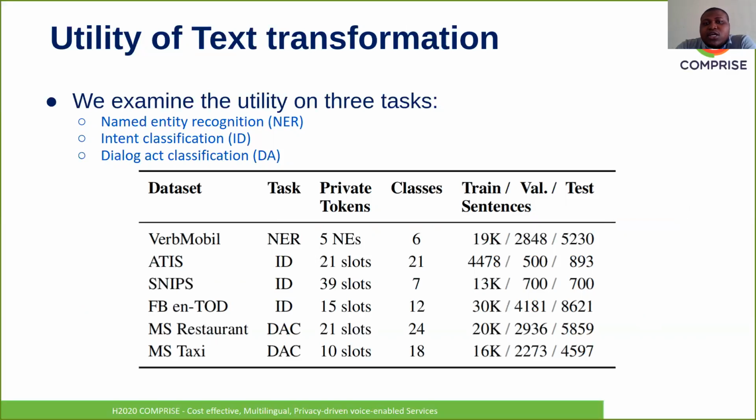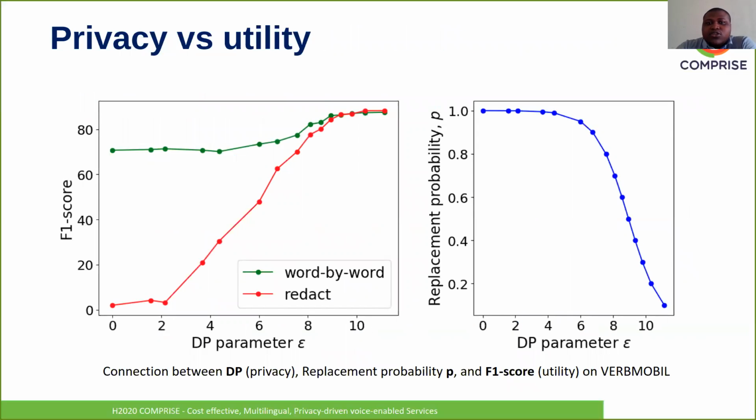We examined this utility on 3 tasks: named entity recognition, intent classification, and dialogue act classification. We also examined 6 data sets: Verbmobil, ATIS, SNIPS. These are 2 popular data sets for intent classification. For Verbmobil, we annotated the named entities ourselves, and the dialogue act data set was from Microsoft. Based on this, we could also compute the privacy versus utility trade-off.